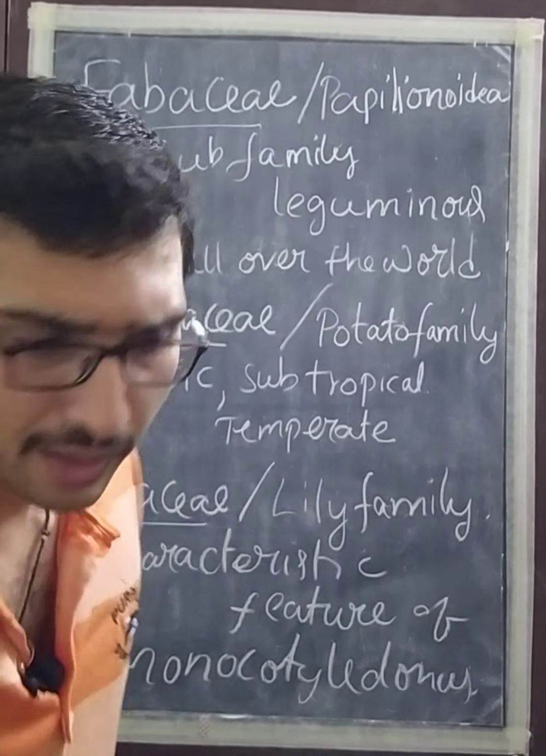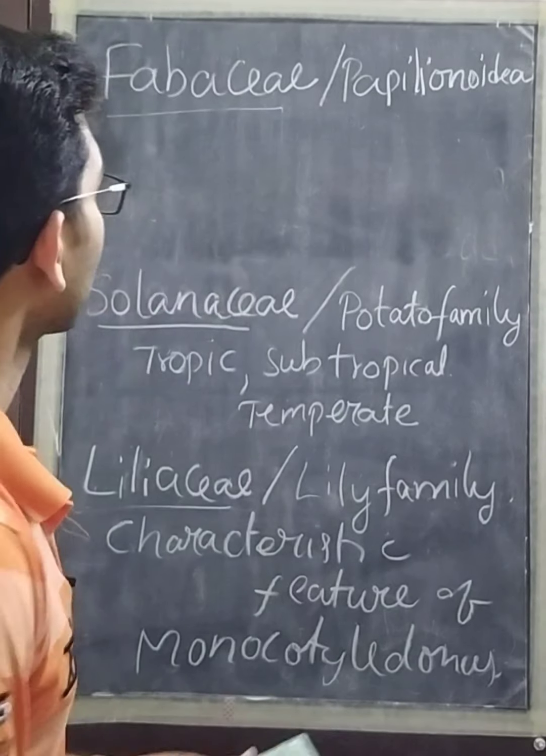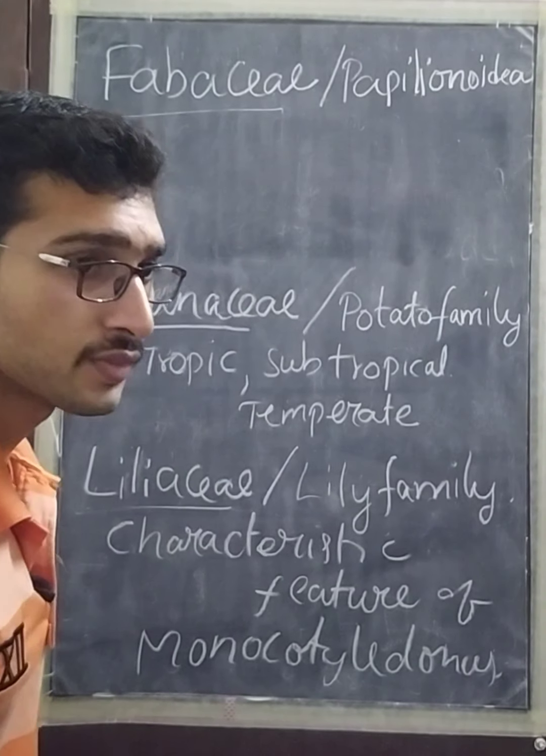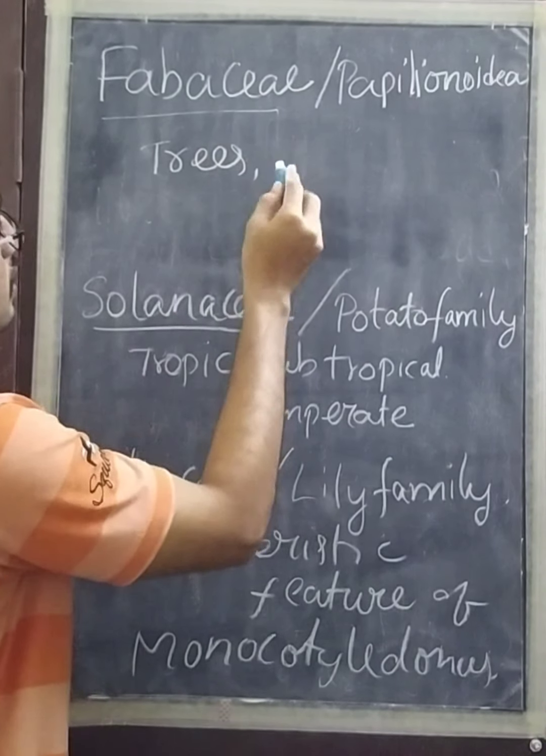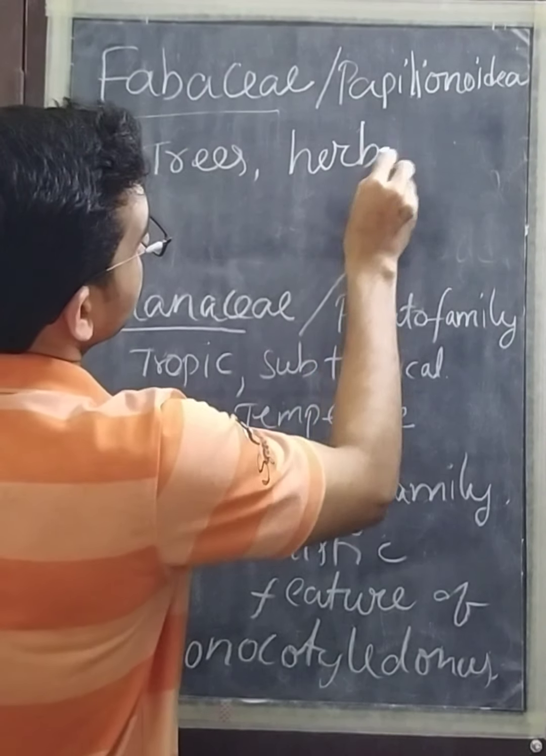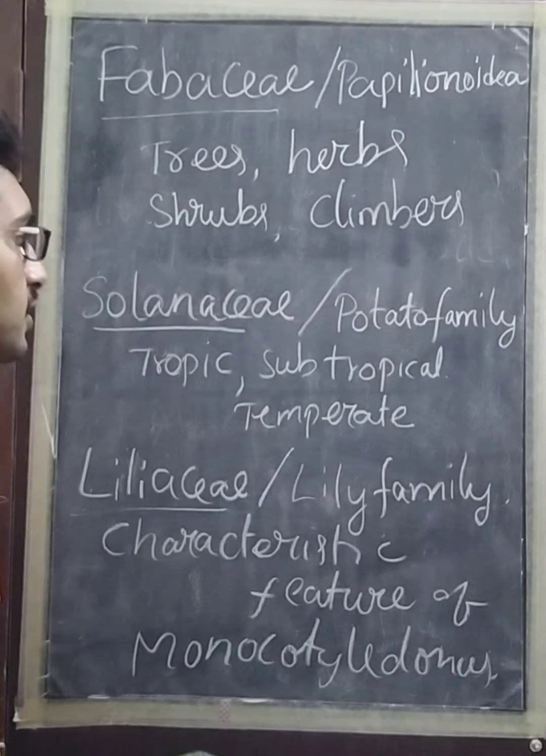When it comes to the Fabaceae family, we can find it in the form of tree, herb, shrub as well as climbers. The Fabaceae family plants are found in the form of trees, herbs, shrubs and climbers.